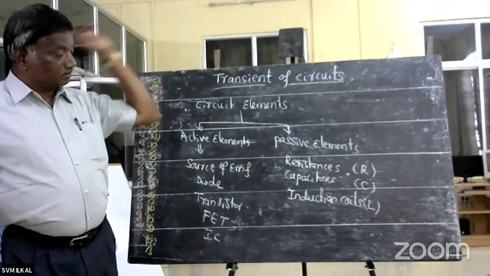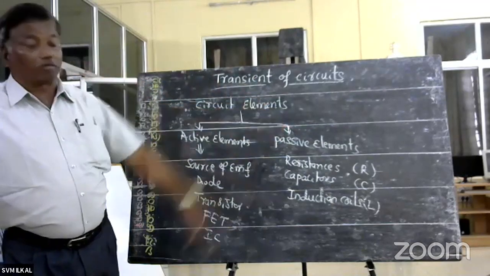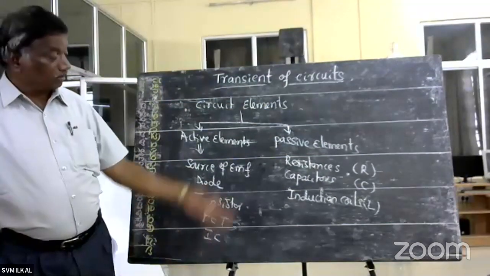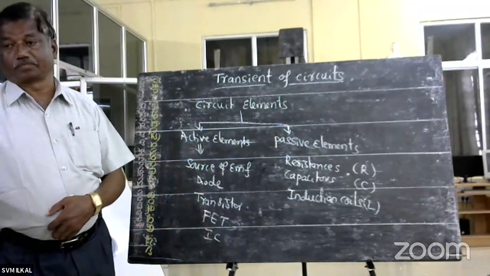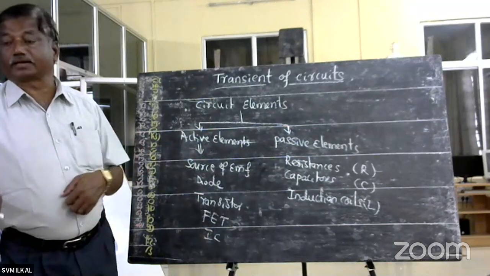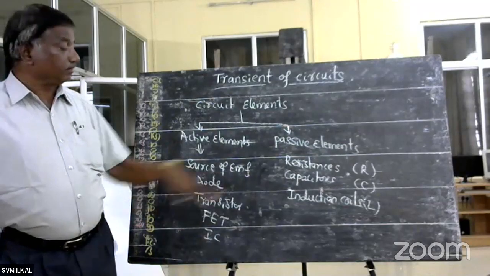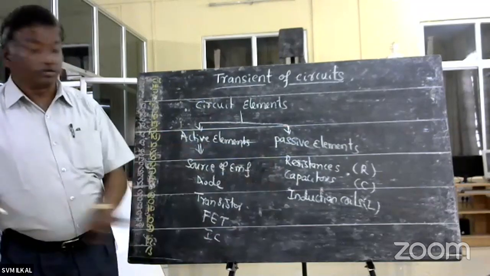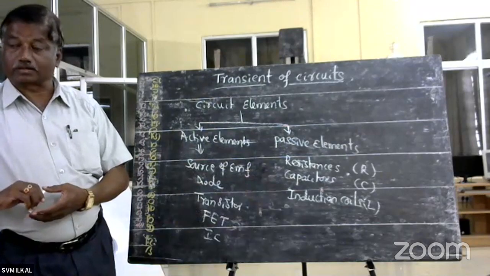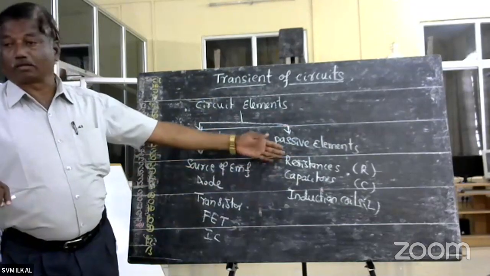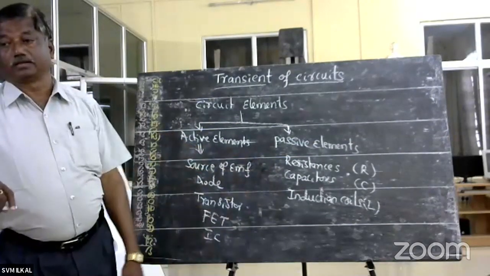Then the passive elements are resistance, capacitance, and inductors. These three components are very important in RLC, in any kind of electrical circuit or electronic circuit. There must be a resistance, capacitor, and inductance. Without all the three, there are no electronic or electrical circuits. That's why they are the fundamental or basic elements present in electric circuits or electronic circuits.